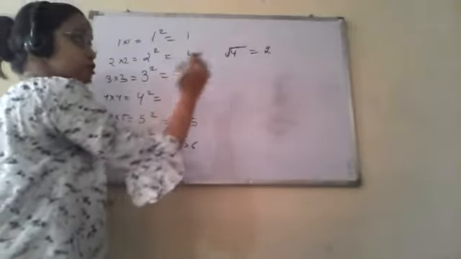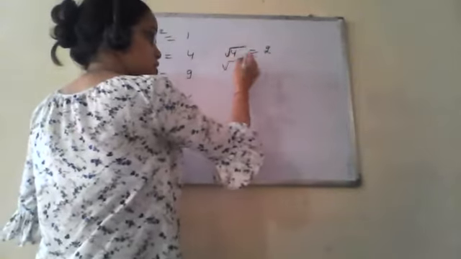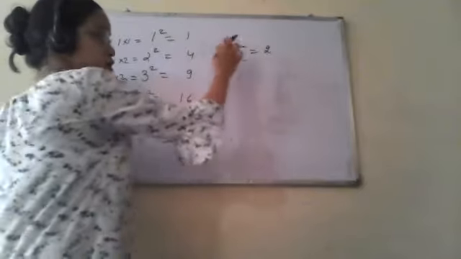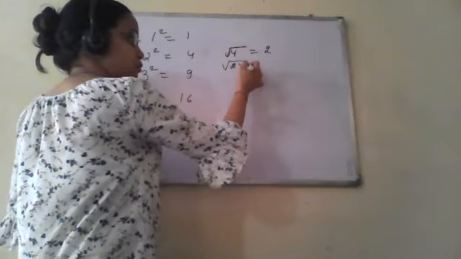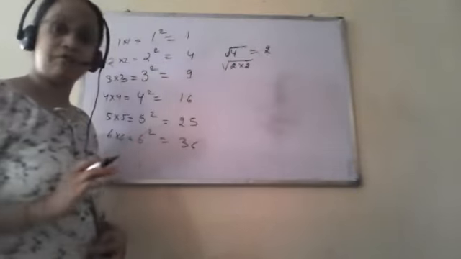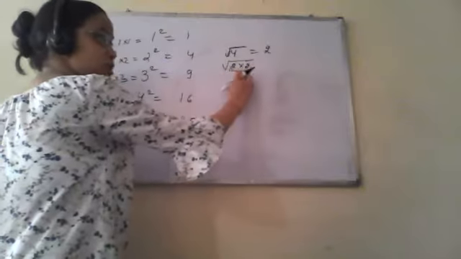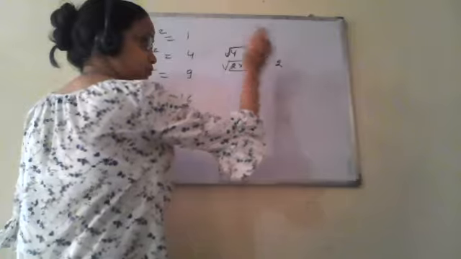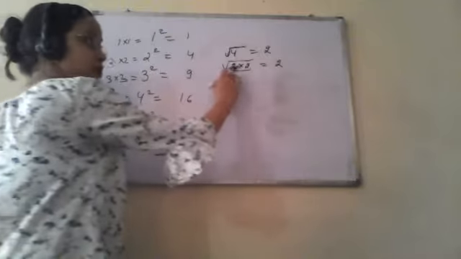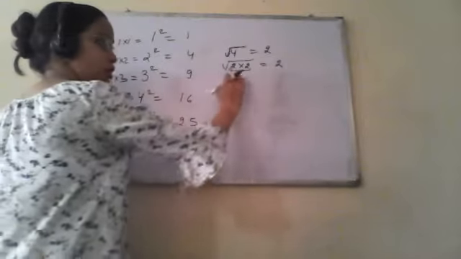So this is the sign of square root. This 4 is 2 into 2. So this is basically the prime factorization method. From a pair of these two numbers we take one, that is 2. So this will be the square root of 4.